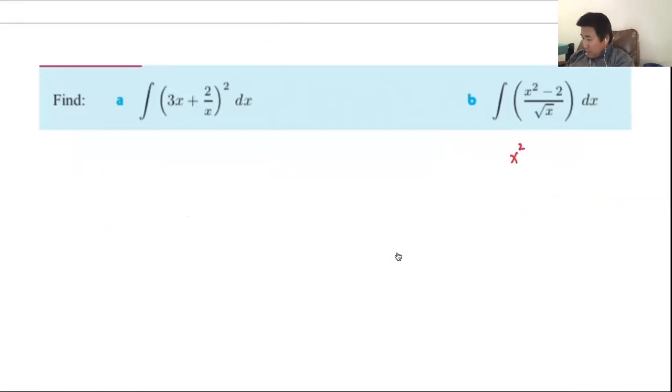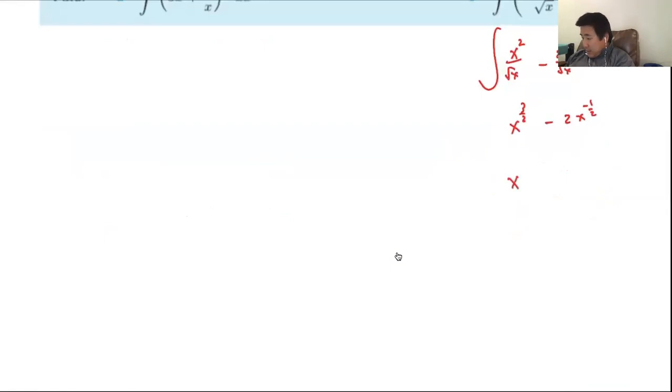So this is x squared over square root of x minus 2 over square root of x dx. This is x to the 3/2 minus 2x to the negative 1/2. Go ahead and try solving on your own. Nice. I got x to the 5/2 times 2/5 minus 2x to the 1/2 over 1/2, which is 2x to the 5/2 over 5 minus 4 square root of x plus c.